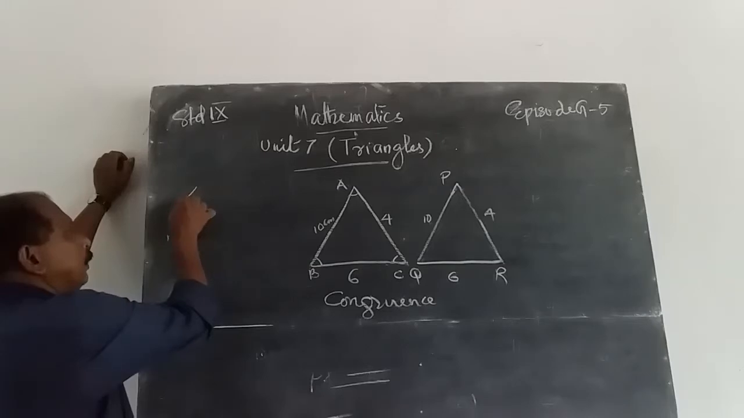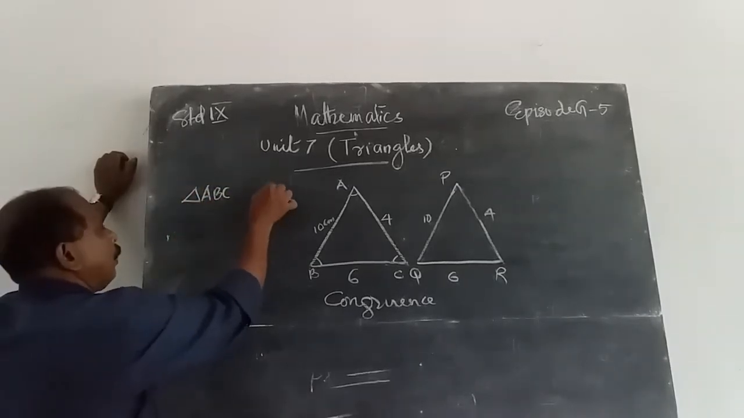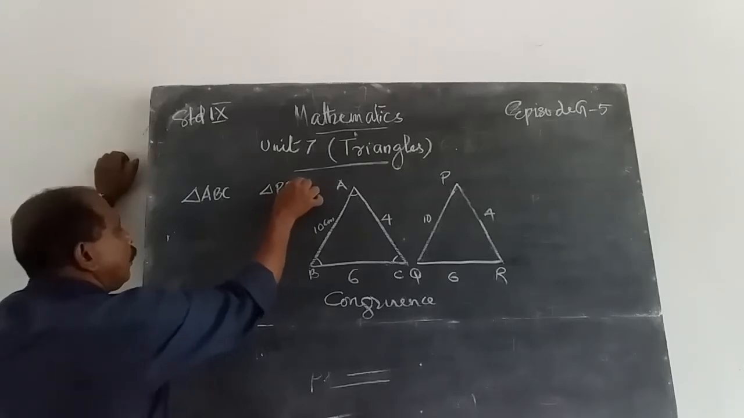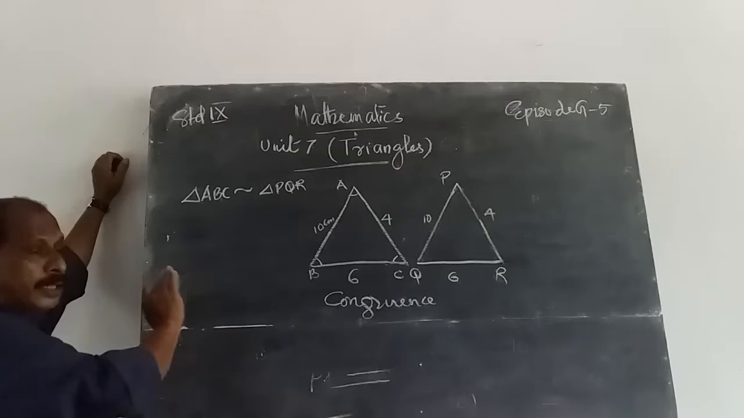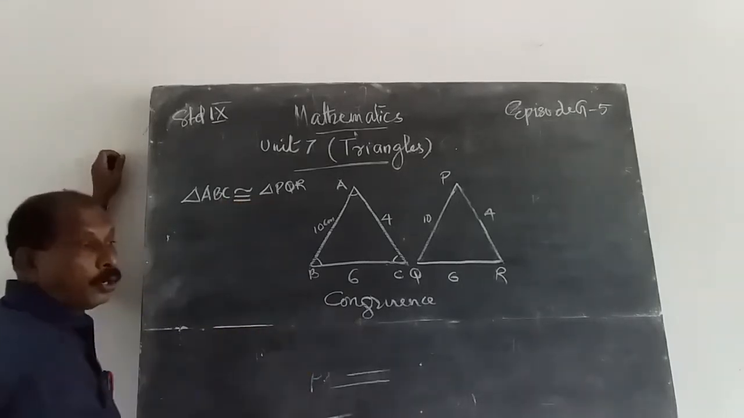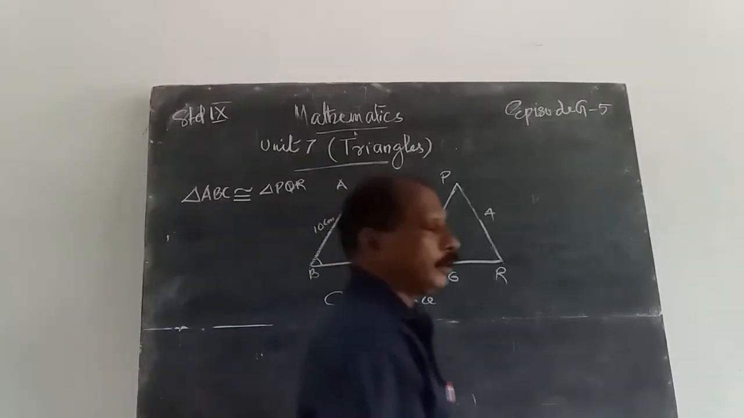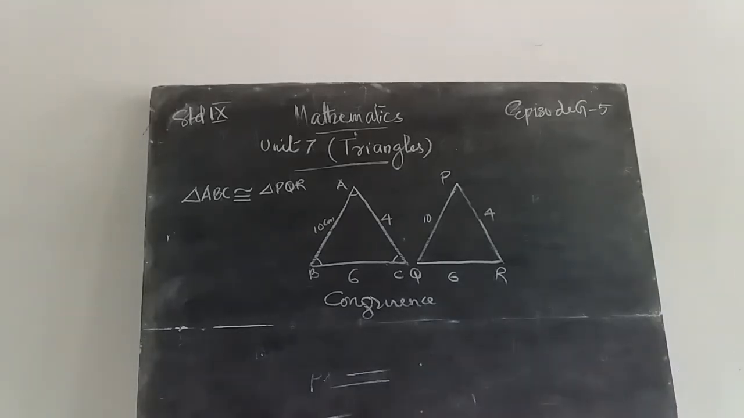The notation for that is triangle ABC, triangle PQR. They are similar, therefore this is the notation for similarity. And the sides are equal, therefore the equal sign. This is the notation for congruency of triangles. The notation is the similar sign with the equal sign. Therefore, that is the notation for congruency of triangles.